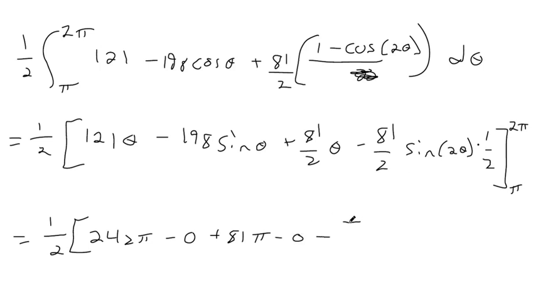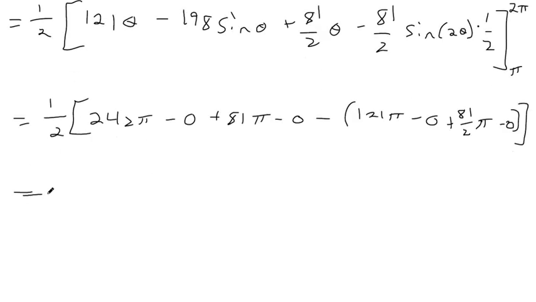Now we need to subtract the lower limit of integration. So if I plug in pi, I get 121 pi. Sine of pi is also 0. This is going to be 81 over 2 pi. Then sine of 2 pi is 0. So those zeros helped us out with our calculation. Okay, that's 242 pi here.